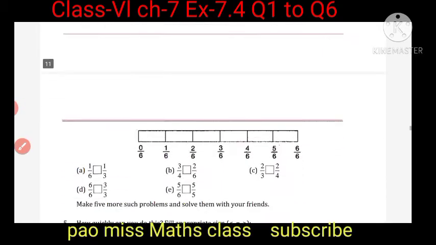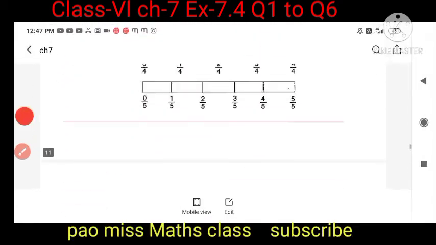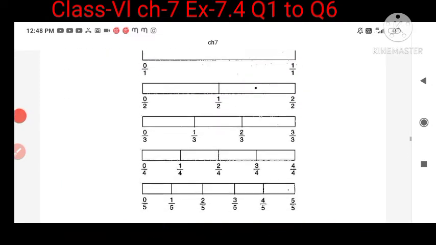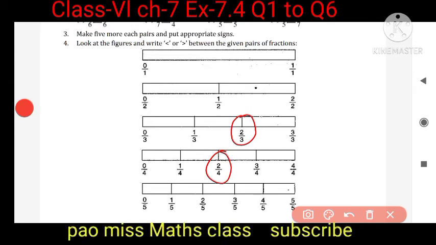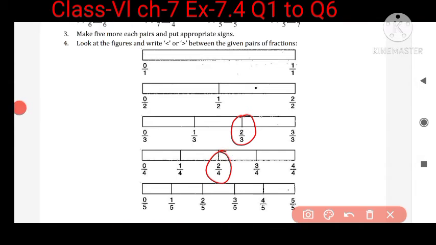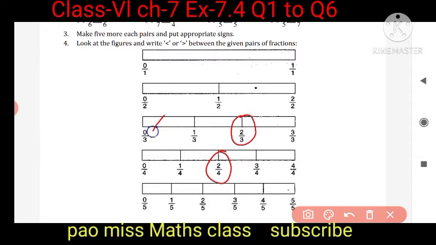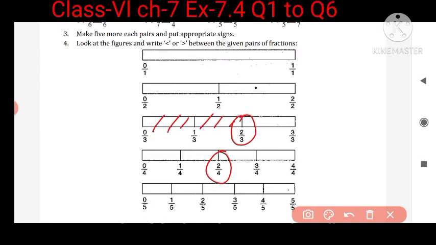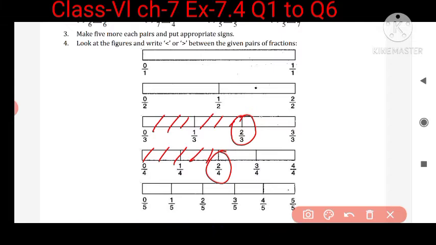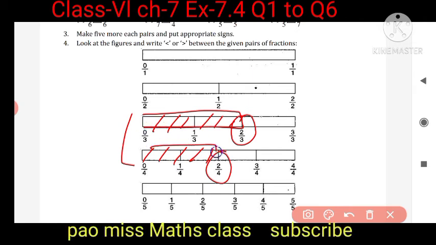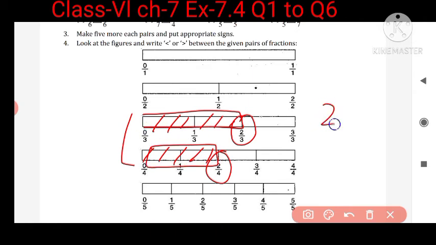Okay, let me check the question again. 2 upon 3 and 2 upon 4. Yes, 2 upon 3 and 2 upon 4. Now which is greater? You can see here. 2 upon 3 is getting 2 pieces of chocolate, and 2 upon 4 is also getting 2 pieces of chocolate. But whose part is greater? Whose part is longer? You can compare these two, isn't it? This is longer than this part. So 2 upon 3 will be greater than 2 upon 4.